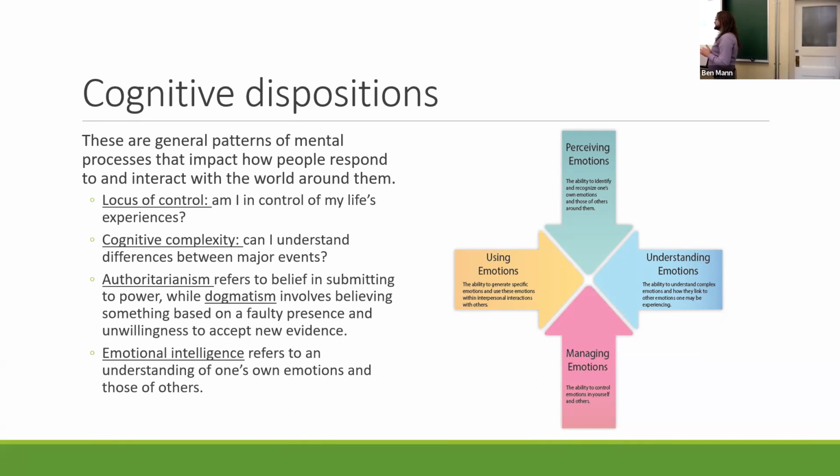So cognitive disposition then impacts how you engage in intrapersonal communication, how you understand yourself, but also relates to how you make sense of and communicate about yourself or with other people. So one of them is this idea of a locus of control, right? So I'll give you an example.